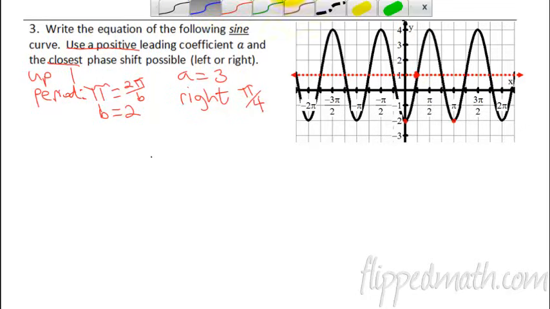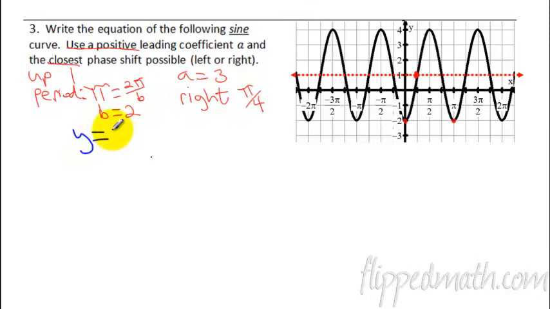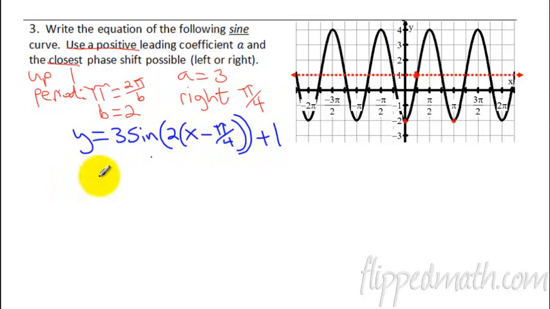So now we write down our answer, which is going to be y equals 3 sine of, now be careful here, our b is a 2, then we open parentheses, x minus pi over 4. That shifts it right pi over 4. Close the parentheses again, because that's the closed parenthesis for sine. And then we say up 1, so we're going to say plus 1. Now, we do need to finish this. We distribute the 2, and that's our final answer.